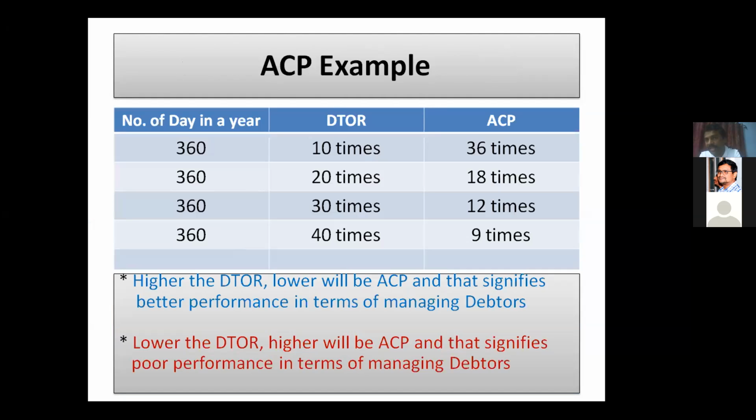The sooner you collect money from the debtors, the sooner you can use it for other work. It is good for you. The higher the debtors turnover ratio, the lower will be the ACP, and that signifies better performance in terms of managing the debtors or collecting cash from the debtors. On the contrary, the lower the debtors turnover ratio, the higher will be the ACP, and that signifies poor performance in terms of managing or collecting the debtors. I hope the turnover ratios are clear to you.